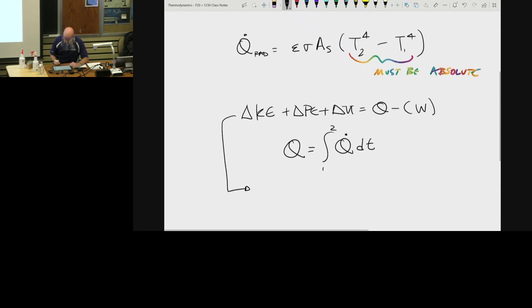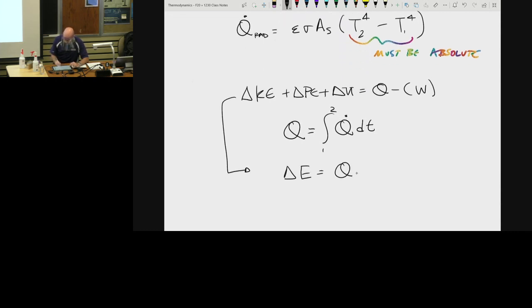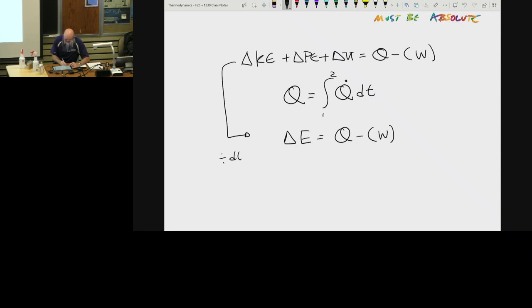Or what I can do is rewrite this equation as delta E is equal to Q minus W. Why am I saying delta E? I'm just saying the change in all the energy: the internal energy, the kinetic energy, the potential energy. I'm getting really tired of writing it all, so I put it all into one delta E. Now let's see what I can do if I put this on a time basis. I divide by dt, and I get dE/dt is equal to Q dot minus W dot. Now I have the first law in rate form. The change in energy with respect to time is equal to the rate of heat transfer minus the rate of work. The rate of work has a special name. It's called power.